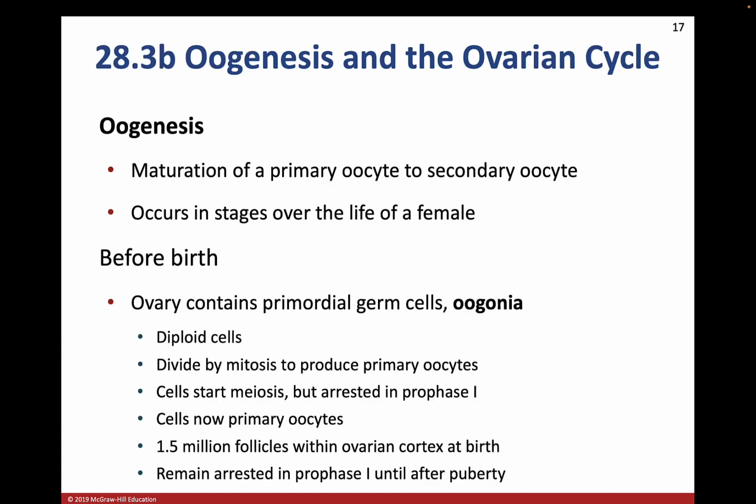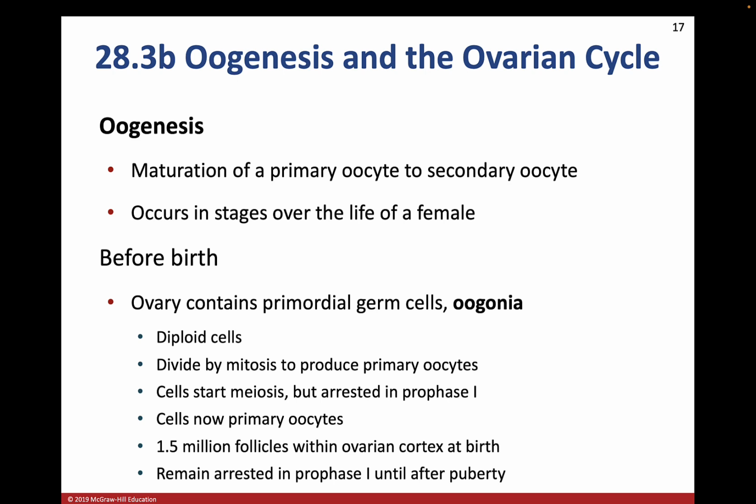Now, oogenesis, this is the maturation of a primary oocyte to a secondary oocyte. And this actually occurs in stages over the life of a female. Now, before birth, the ovary contains primordial germ cells that are called oogonium. Now, these are diploid cells, and they actually divide by mitosis, and that is simple cell division, to produce primary oocytes. Cells start meiosis, and meiosis is a type of cellular reproduction in which the genetic material is halved. But once again, this meiosis is arrested in prophase 1. The cells now are primary oocytes.